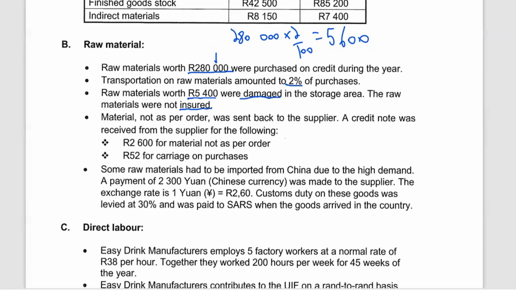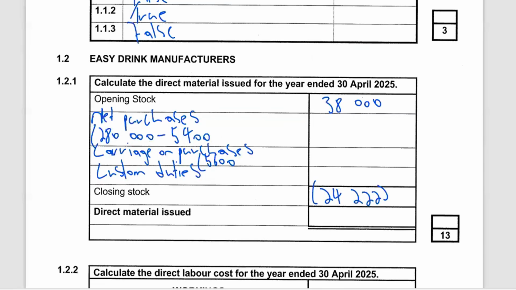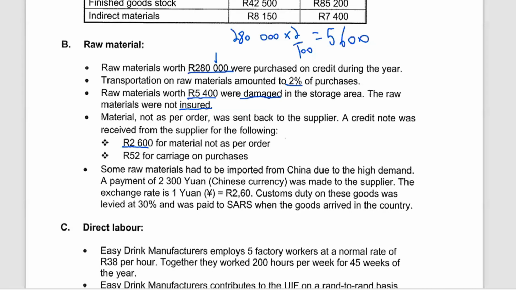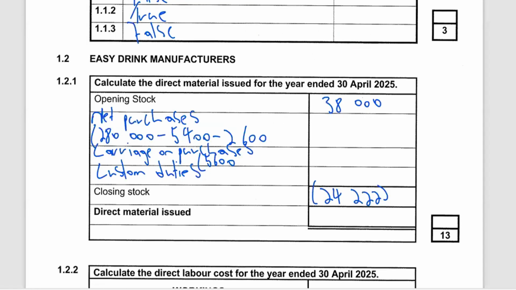Material not as per order was sent back to the supplier. A credit note was received from the supplier for the following. So 2,600 for material not as per order. So we return the stock for 2,600. It means this will affect our net purchases. So under net purchases, we have minus 2,600. Then you also have 52 rand for carriage on purchases. It means this 52 will decrease our carriage on purchases. So carriage on purchases, we're going to say minus 52.